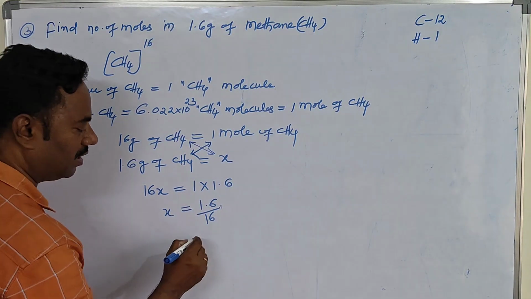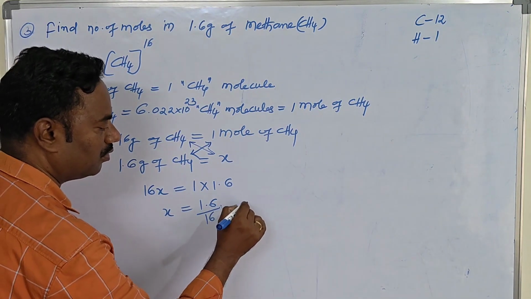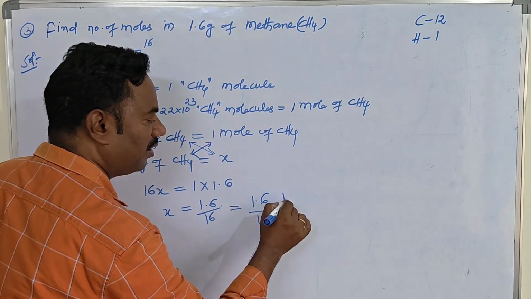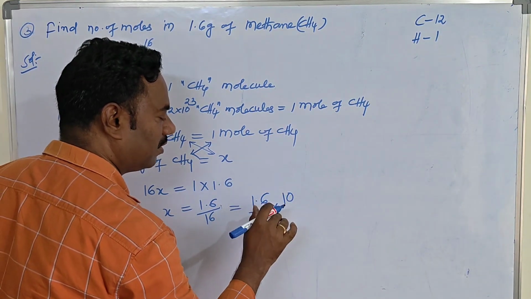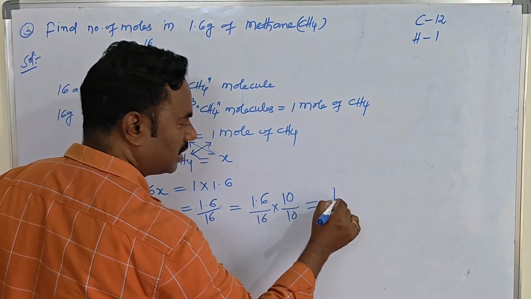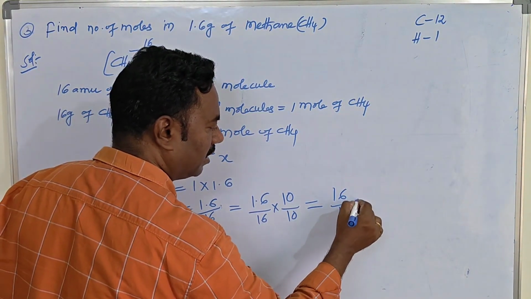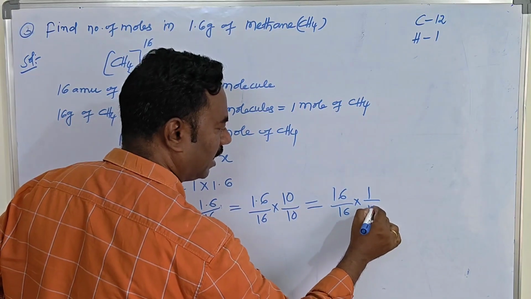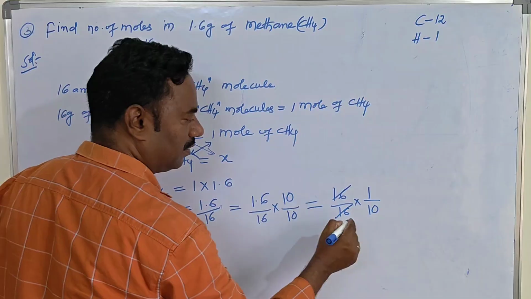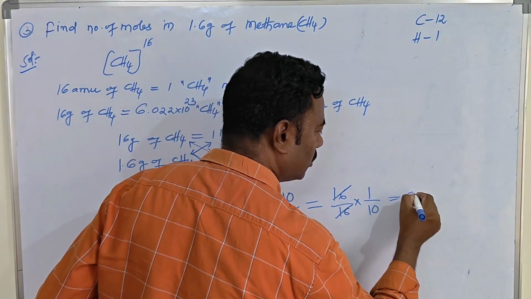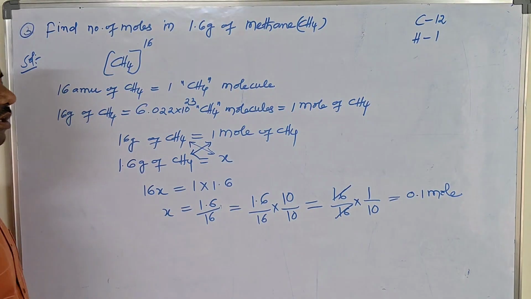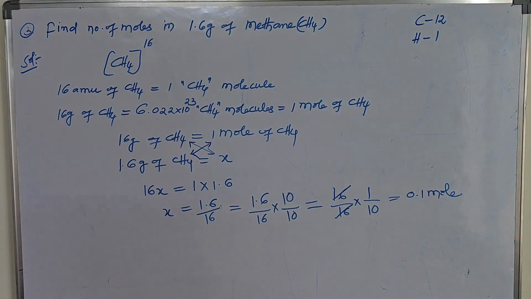1.6 by 16. We need to multiply and divide with 10, that is equal to 16 by 160, which is 1 by 10. 1.6 into 10 is 16. Here the answer is 0.1 mole.